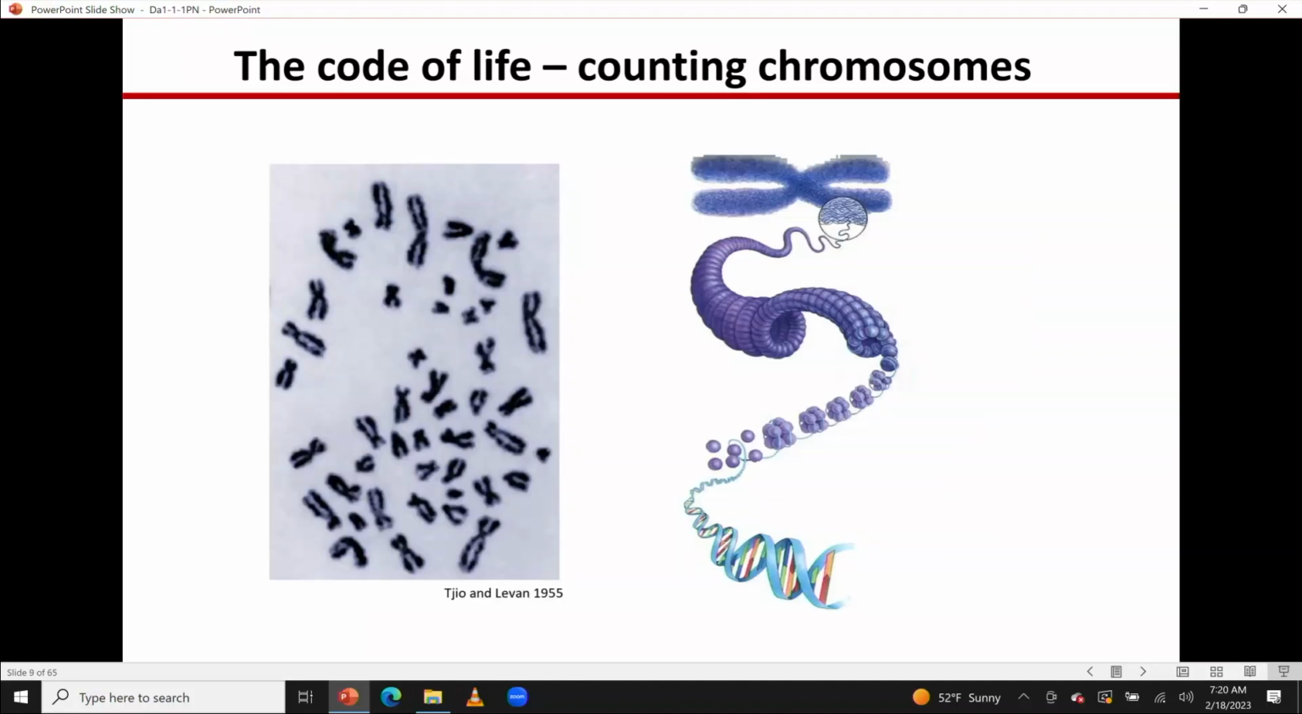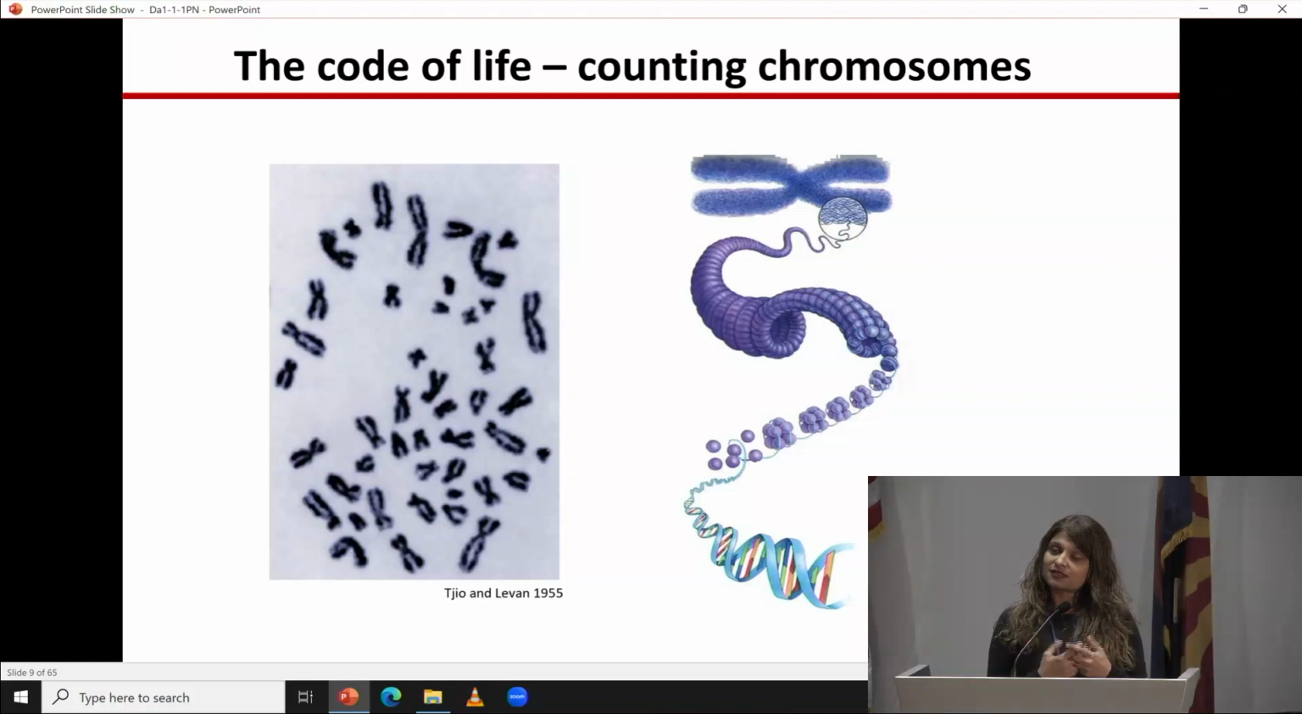So what caused it? Right. So within each of our cells, and we have about 30 trillion cells in our body, within each of our cells, we carry chromosomes. Chromosomes are inside our cells, and they carry the code for making anything in our body.